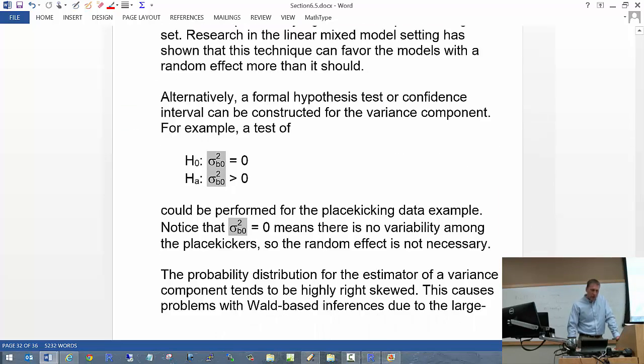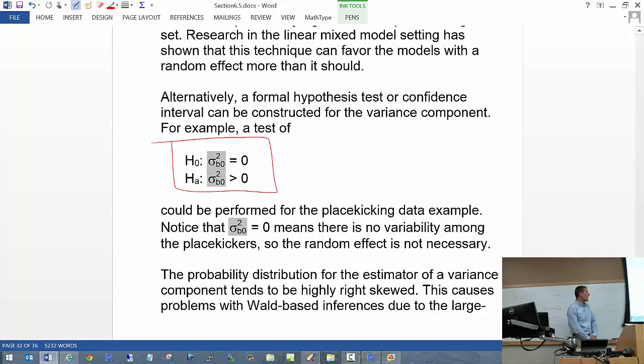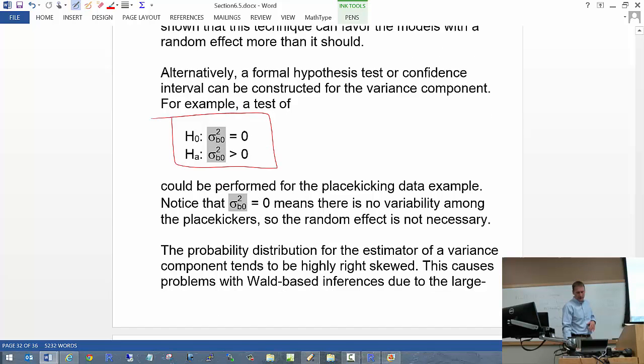So an alternative way to approach this problem, other than using the AIC, is to do a formal hypothesis test. Specifically, for the Placekicking example, I want to know: is sigma squared b0 equal to 0? Which says, okay, don't need the random effect because the b's don't vary at all. Essentially, each Placekicker is identical. Versus sigma squared b0 is greater than 0. That's my hypothesis test.